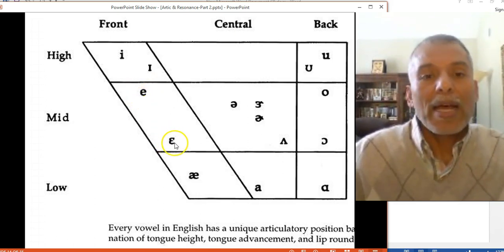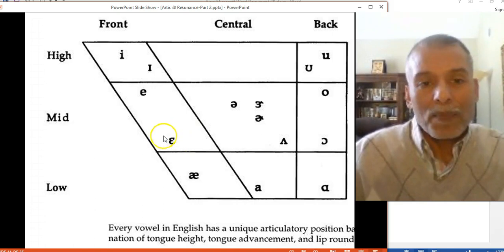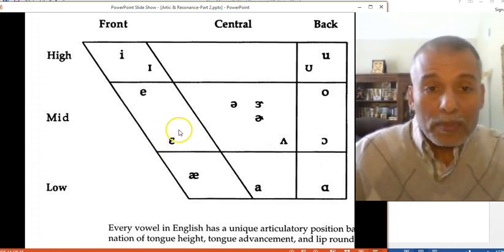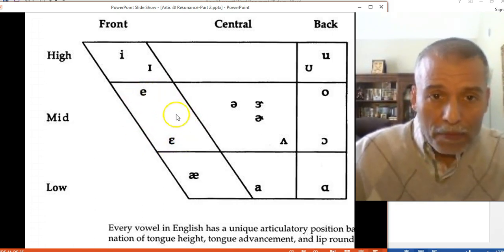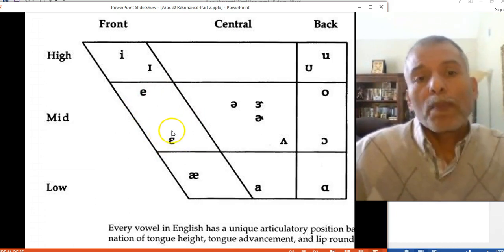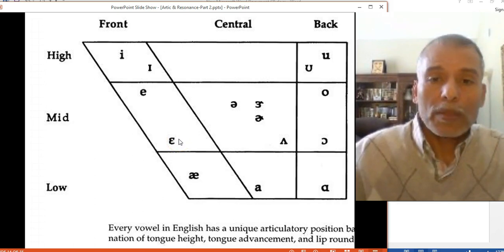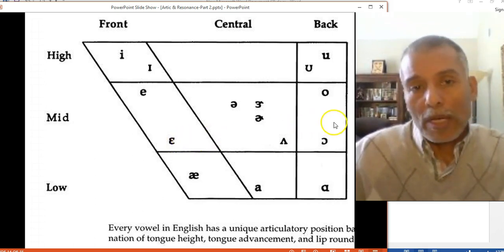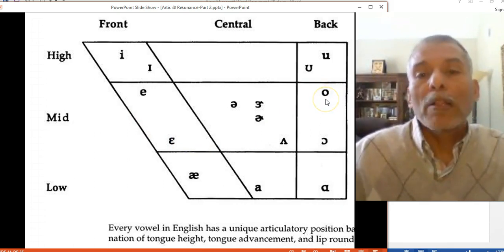The a, as in head, or instead, or bed, that is the epsilon, is also mid front, lax, unrounded. Okay, let's look at the mid back. O, as in Melrose.